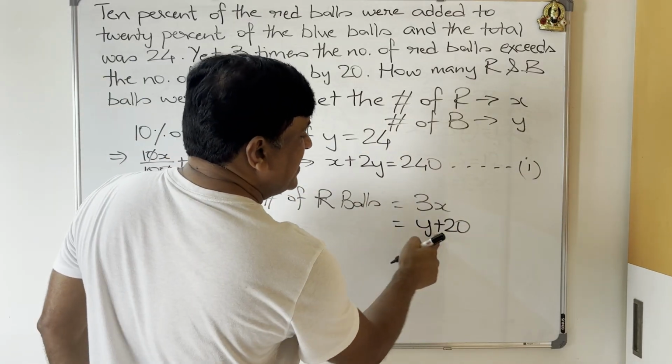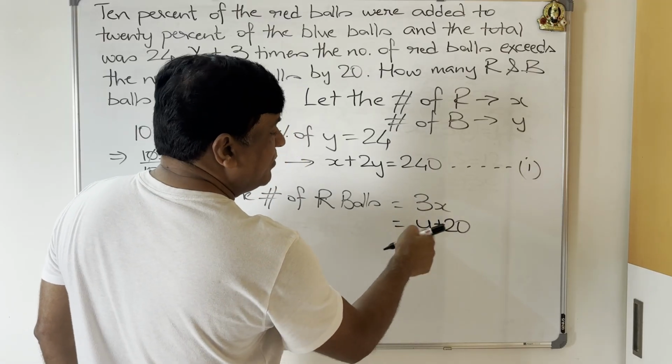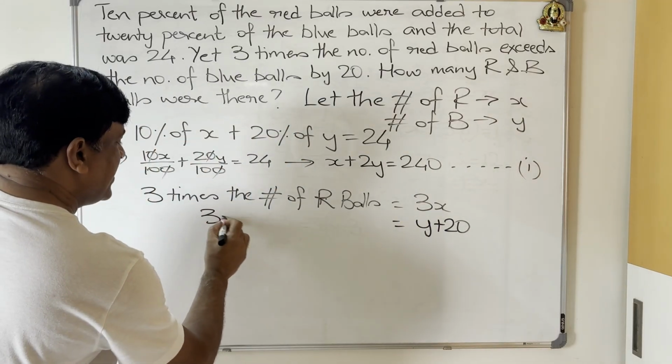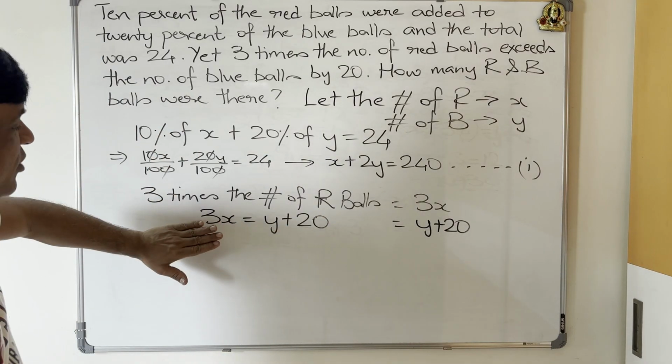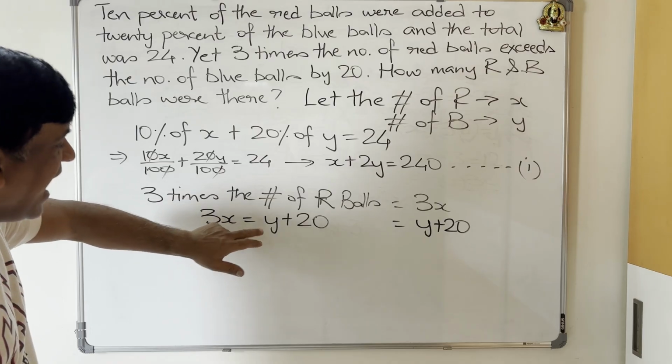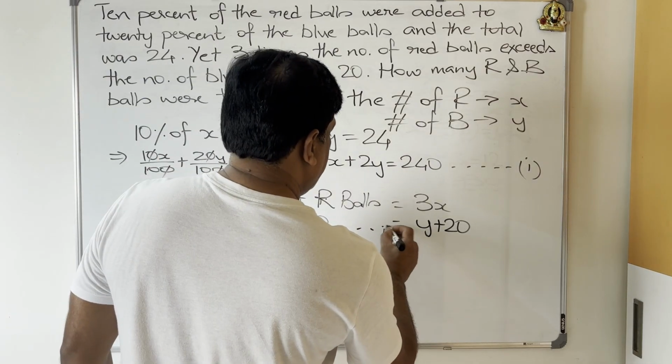That is what they are trying to say. This number is equal to this number. It exceeds by 20. 3 times x, if you look at it, the equation will come out to be 3x is equal to y plus 20. So 3 times the number of red balls and y balls, it exceeds by 20. So you got the second equation also. Now go ahead and solve it.